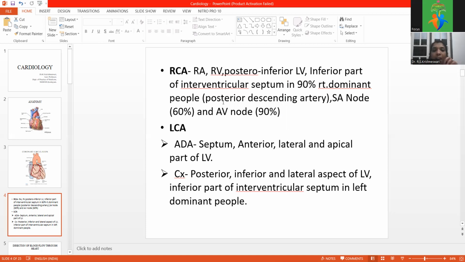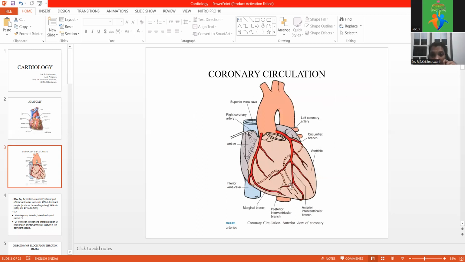Okay, next, regarding the left coronary artery. The left coronary artery is divided into two main branches: one is the anterior descending artery and the other is the circumflex artery. So this anterior descending artery supplies the septum, and the anterior, lateral and apical part of the left ventricle. This is the anterior descending branch.